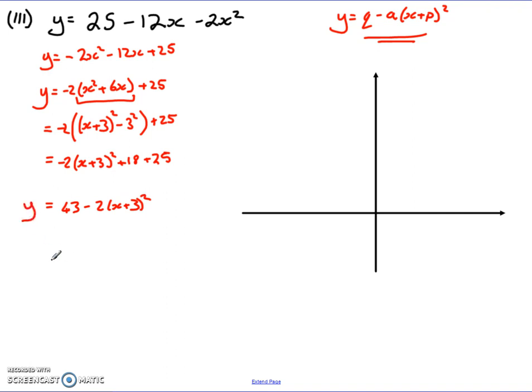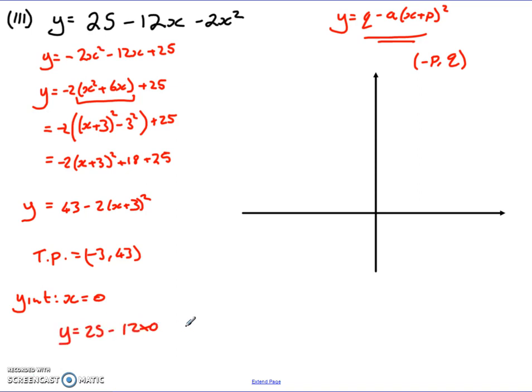Once I've got it in that form there, I can simply read off my turning point. My turning point, when it's in this form, is still the same. It's still negative p comma q. So in this case, it's negative 3 comma q, which is 43. So I've got my turning point there. I then want my y-intercept, and again I set x equal to 0 for this. Plug in x equal to 0, and I get y equals 25, take away 12 times 0, take away 2 times 0 squared, so y equals 25 is my y-intercept.